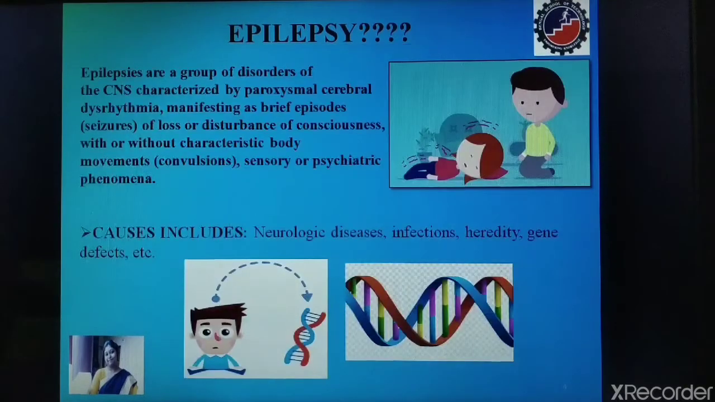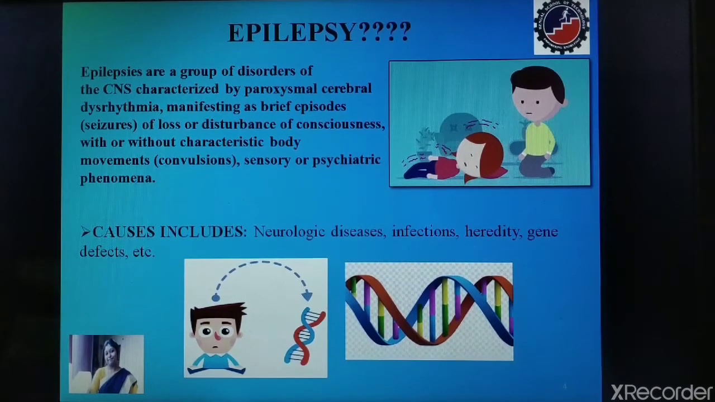Hence, we can summarize the definition of epilepsy to be a group of disorders of the central nervous system characterized by paroxysmal cerebral dysrhythmia manifesting as brief episodes called seizures with loss or disturbance of consciousness with or without characteristic body movements, that is convulsions, sensory or psychiatric phenomena.